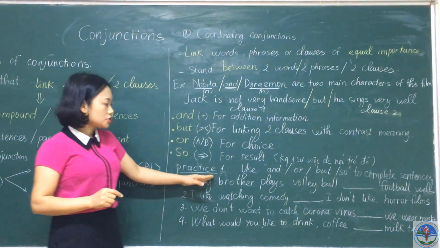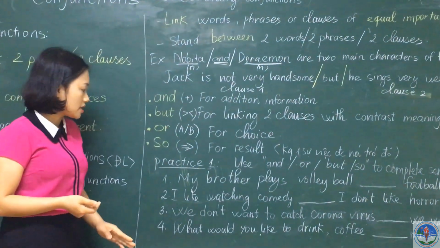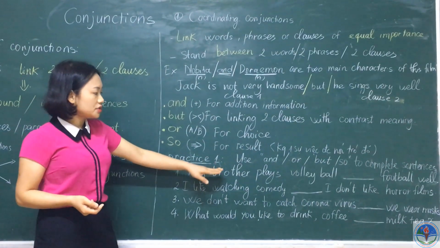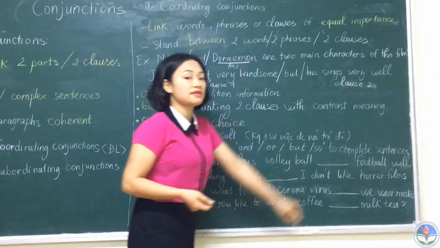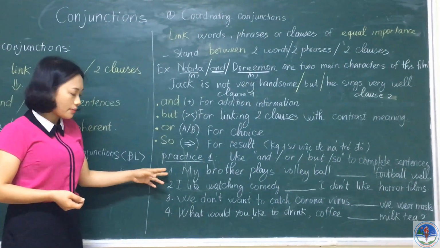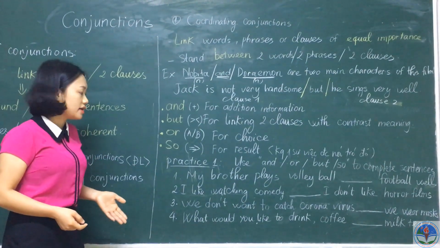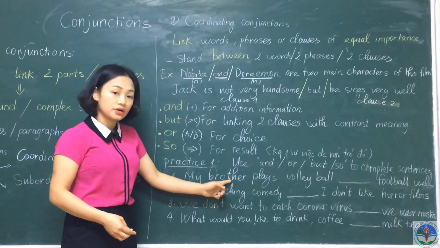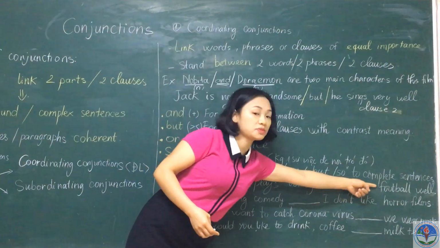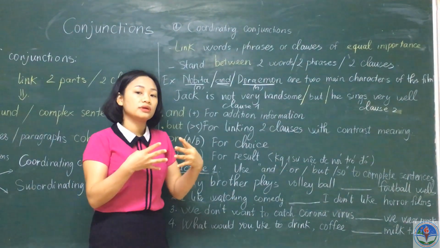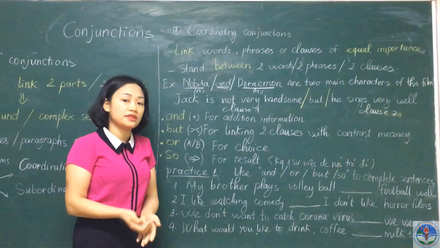Let's have a practice to see more clearly how you use all of these conjunctions in sentences. In this practice, you will use "and", "or", "but", or "so" to complete sentences. Question number 1. My brother plays volleyball, football well. In this sentence, my brother is the subject. Plays is the verb. Volleyball, football are of equal importance. They are both nouns in this sentence. So what do you think we can use in this case?